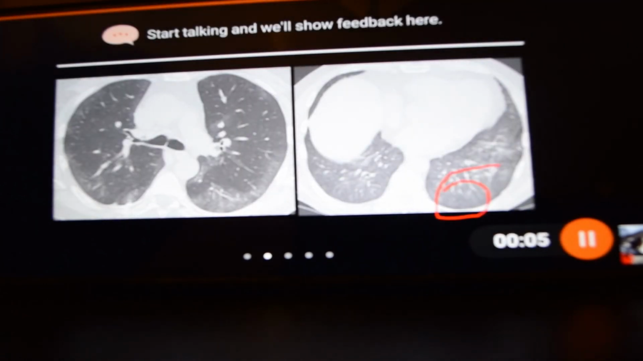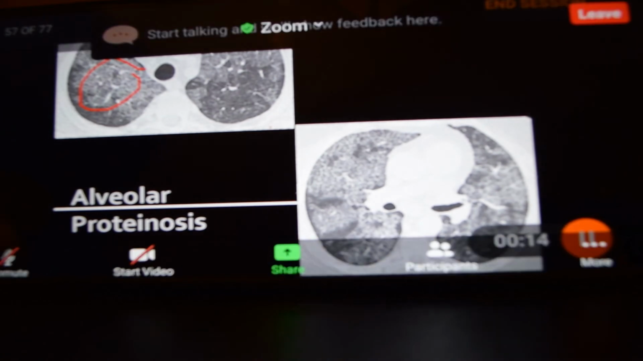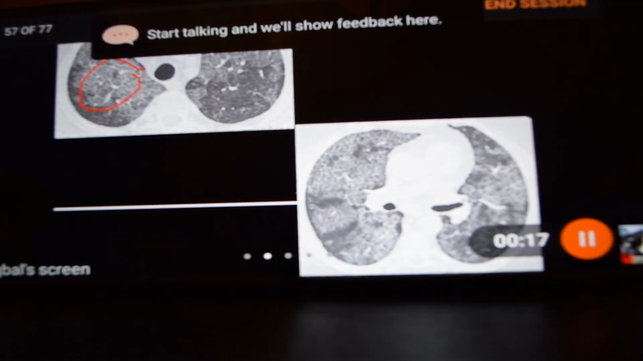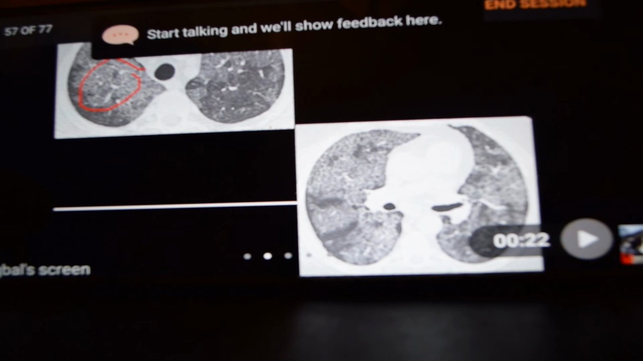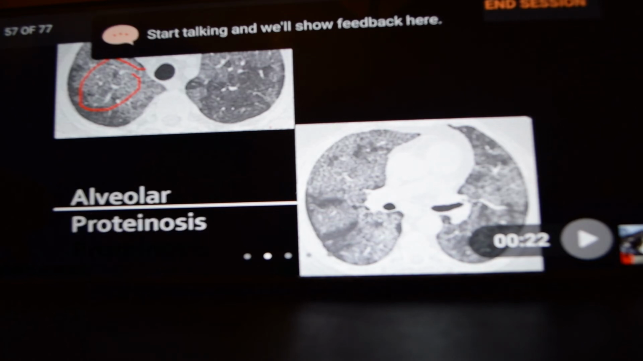If you look at this CT scan, you can see that in between ground glass haze there is septal thickening. So this is crazy paving appearance, typical crazy paving appearance. And this is a case of alveolar proteinosis.